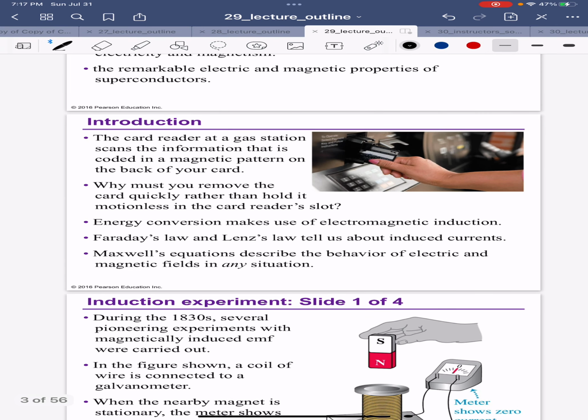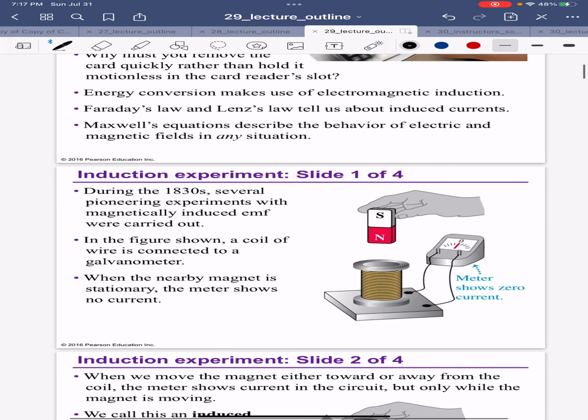Energy conversion makes use of electromagnetic induction, and today mainly we will talk about Faraday's law and Lenz's law to tell us about induced current. Also, we are going to introduce Maxwell's equations and describe the behavior of the electric field and magnetic field in any situation.